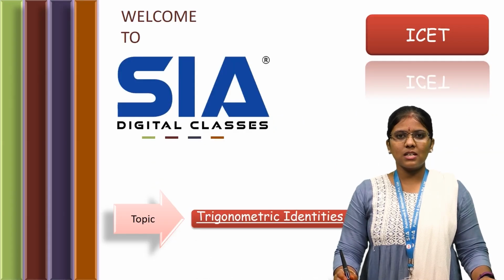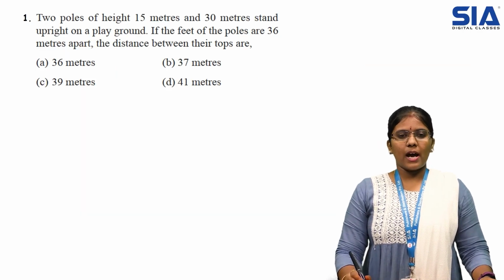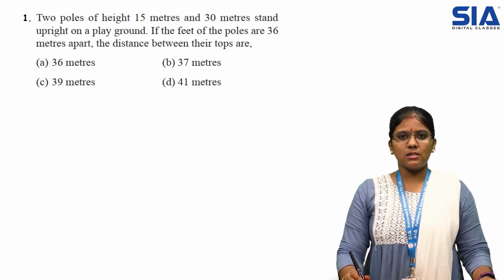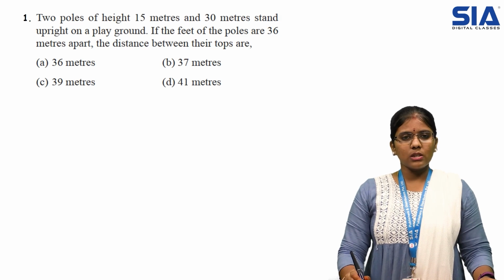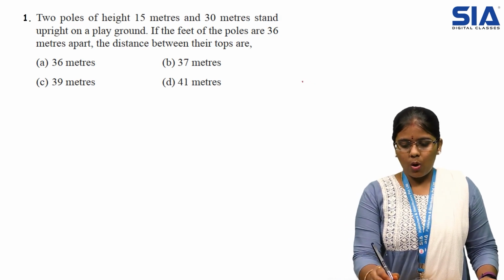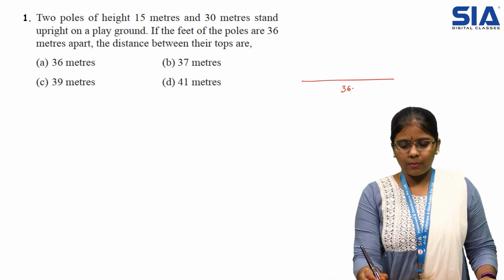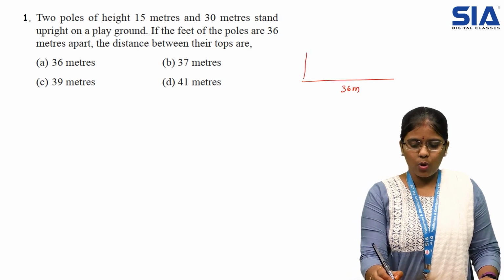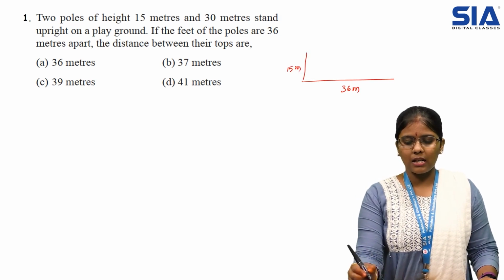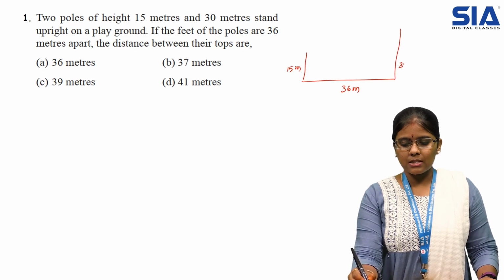Here in this presentation, we are going to solve some problems on trigonometric identities. Our first problem is: two poles of height 15 meters and 36 meters stand upright on a playground. If the feet of the poles are 36 meters apart, the distance between their tops is? So according to the given data, the poles are 36 meters apart, and one pole is 15 meters in length and another pole is 36 meters in length.